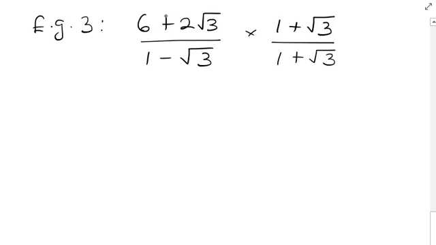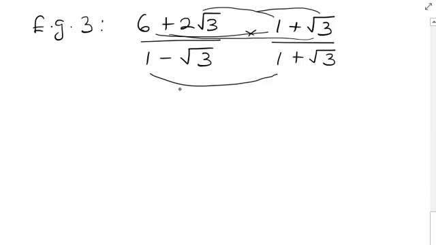So here we multiply this way. This multiplied by this. This multiplied by this. This multiplied by this. This multiplied by this. This multiplied by this. This multiplied by this. Multiplied by this. So that's the way we'll solve it.